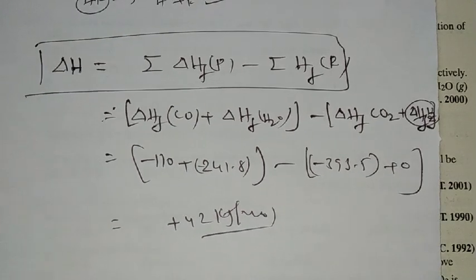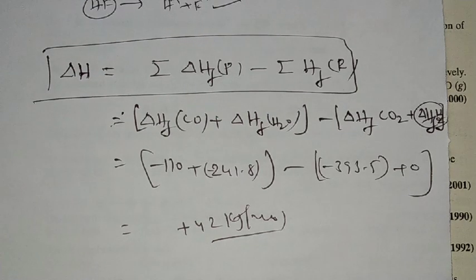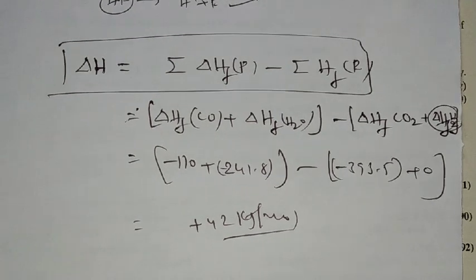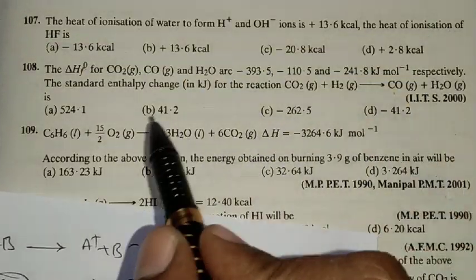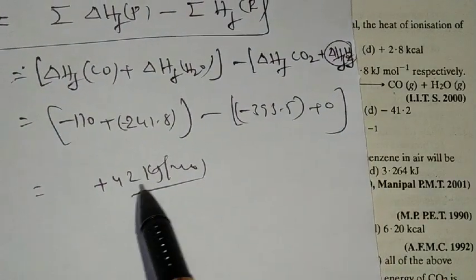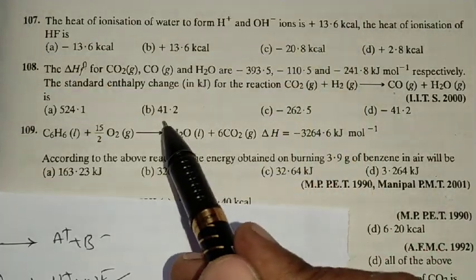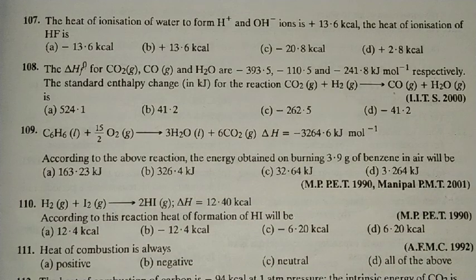Observe here, substitution, a very simple method. These model questions are very important for objective examinations or any competitive examinations. Is it clear? Now our option is plus 41.2. We are getting nearly 41.9 something, so it will be the nearest option, 41.2. Is it okay? Right. Look at the next question.